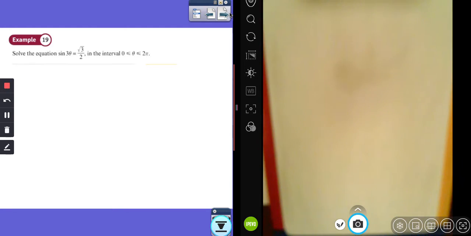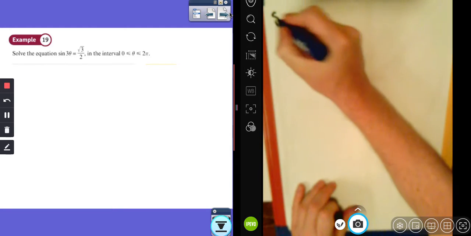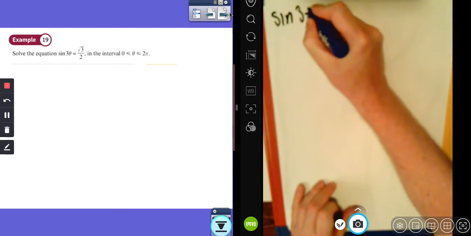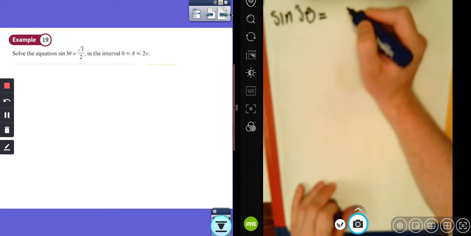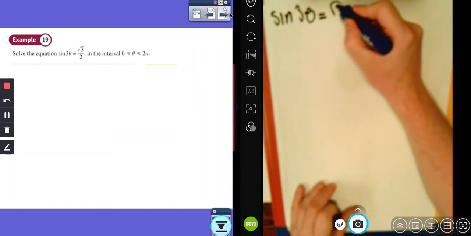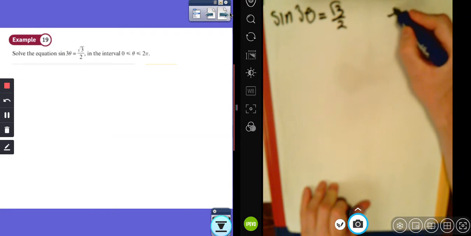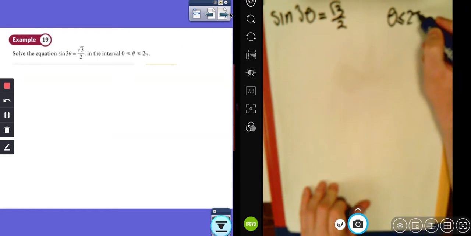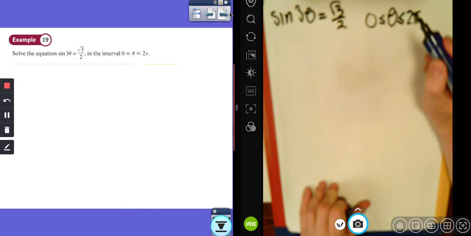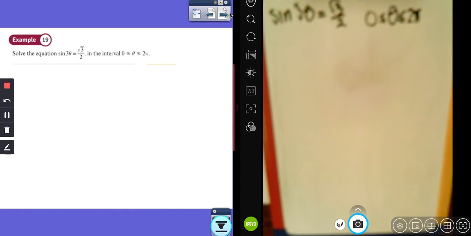Okay, so we've got sine 3 theta equals root 3 over 2, where theta again runs between 0 and 2 pi. We're struggling to read that, but you can see it in the question on the left-hand side of the screen.